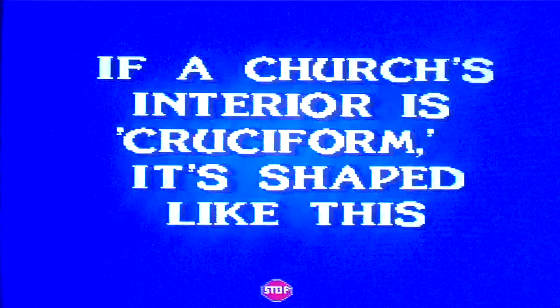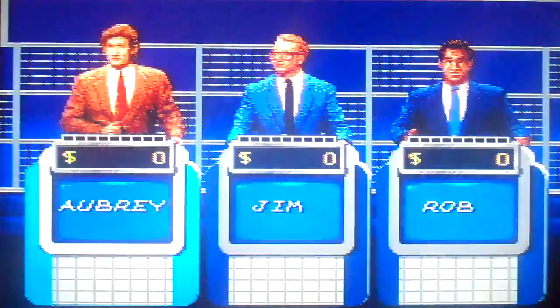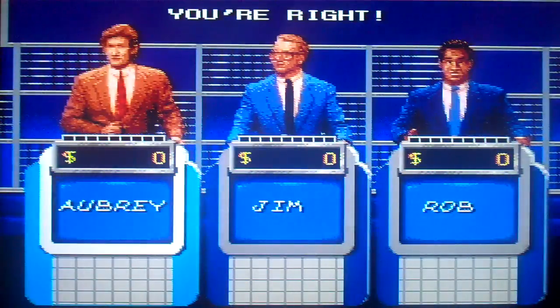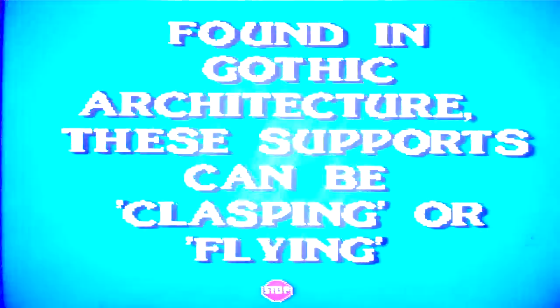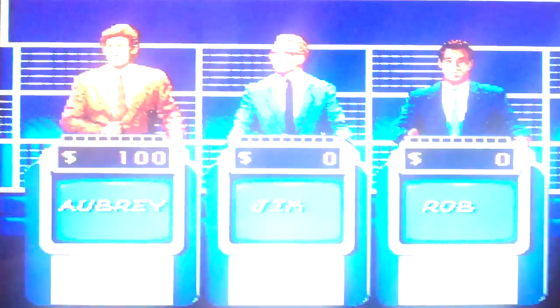The answer is... If a church's interior is cruciform, it's shaped like this. What is a cross? Architecture 200. The answer is... Found in Gothic architecture, these supports can be clasping or flying. What are buttresses?